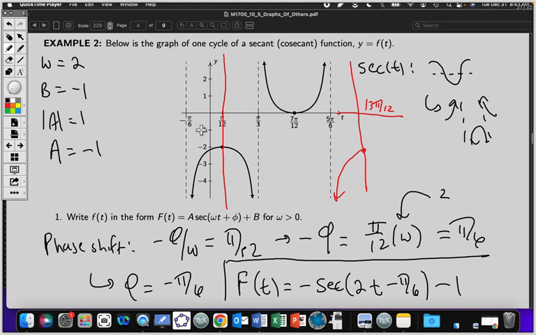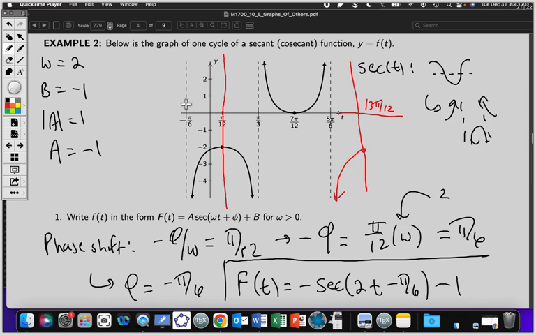All right, let's plug in minus pi over 6. We should get something that's undefined. If I plug in minus pi over 6, I get negative 2 pi over 6 minus another pi over 6. That's a negative 3 pi over 6, which is negative pi over 2. Secant of negative pi over 2 is undefined because cosine of negative pi over 2 is 0. So that gives a vertical asymptote. Okay, so we can check it that way.